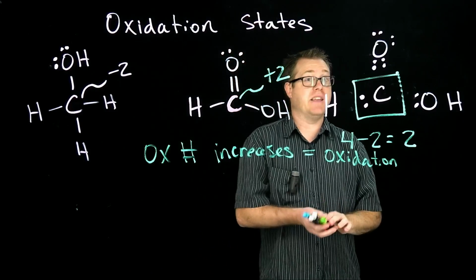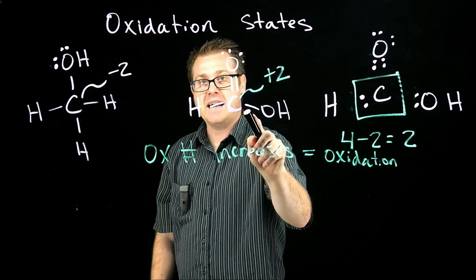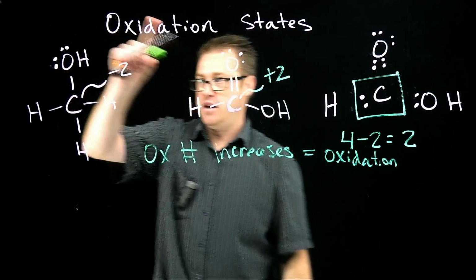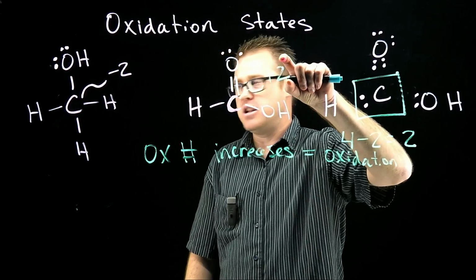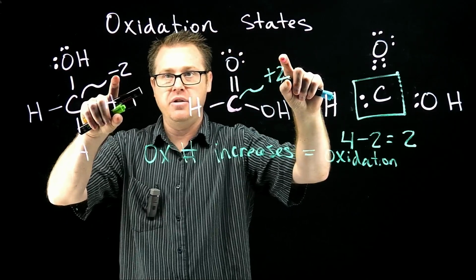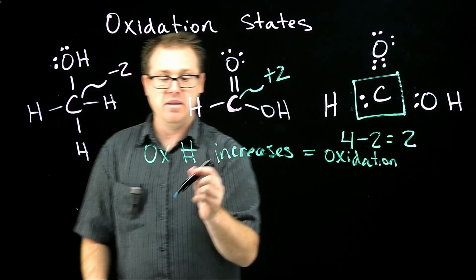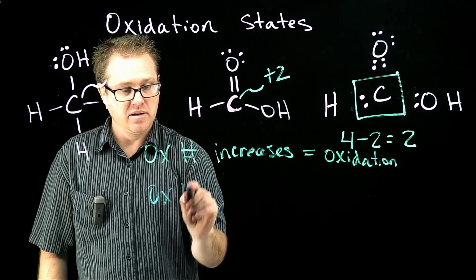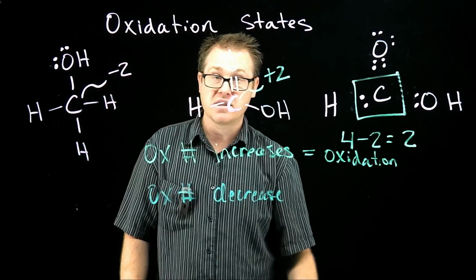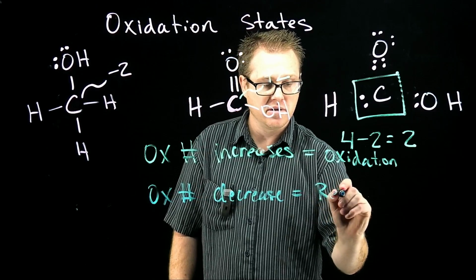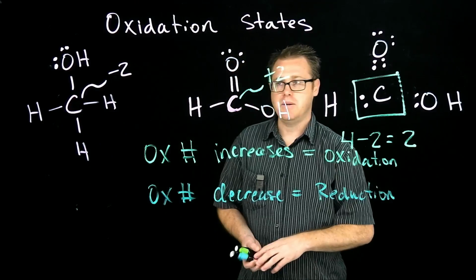So we could look at this in the reverse as well. What if we started with formic acid and converted it to methanol? We would be like, okay, it started at +2, went to -2, so it has decreased in oxidation number. So when the oxidation numbers decrease or get smaller, we have reduction. All right.